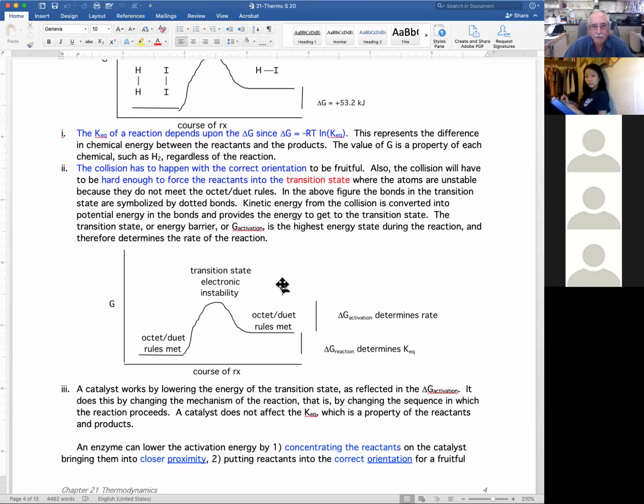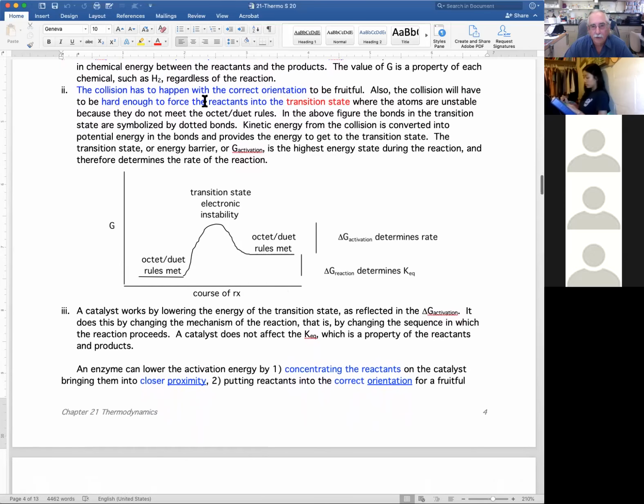So the collision has to happen with the correct orientation to be fruitful. It has to be hard enough to get reactants into the transition state. And then this is, of course, the energy of activation. And that is what determines the rate of a chemical reaction.